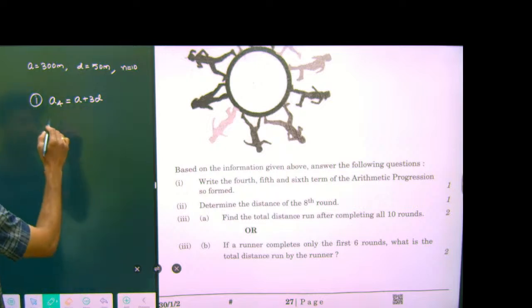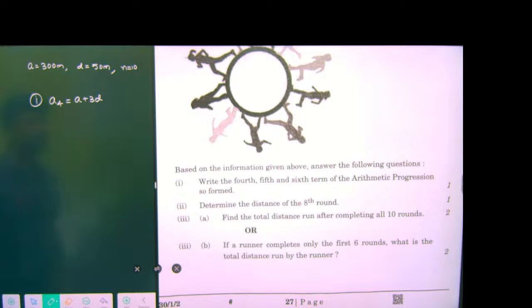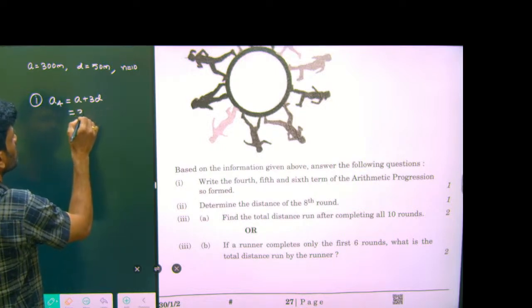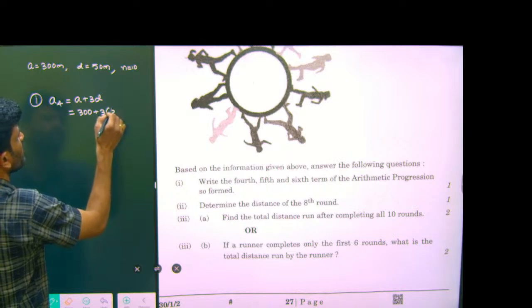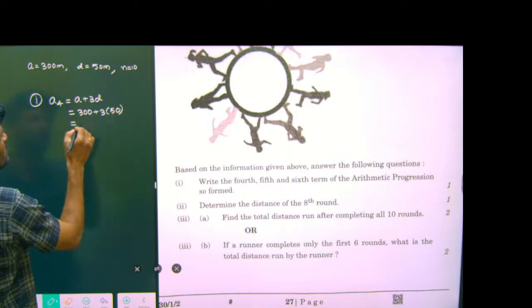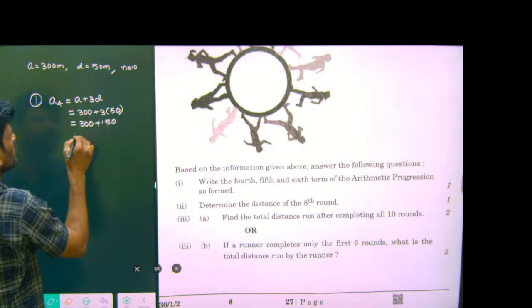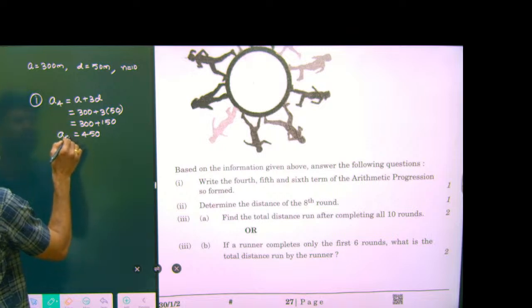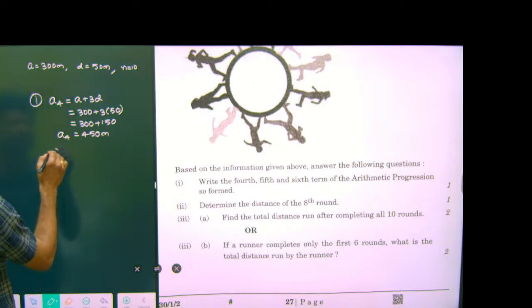But now we want the fourth term, which means we have to find A4. So A4 is equal to A plus 3D. Hope all of you remember this. A is 300, plus 3 into D, which is 50. So 300 plus 150, that is equal to 450. A4 is equal to 450 meters.